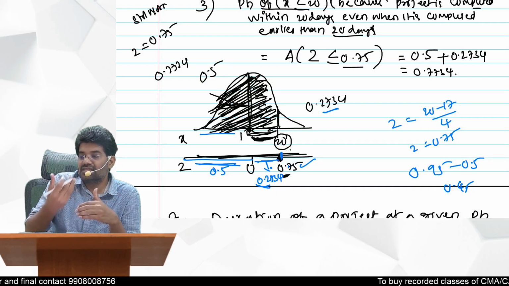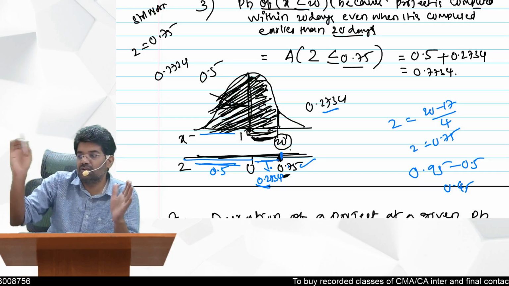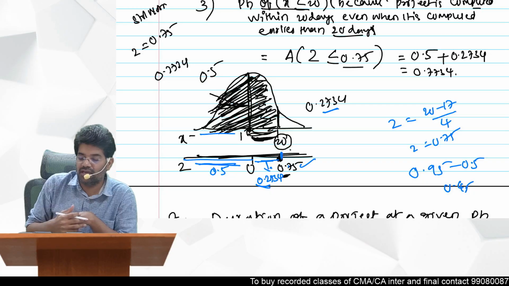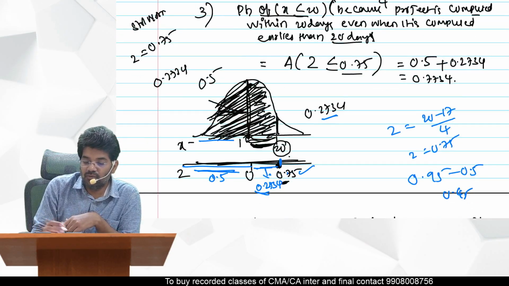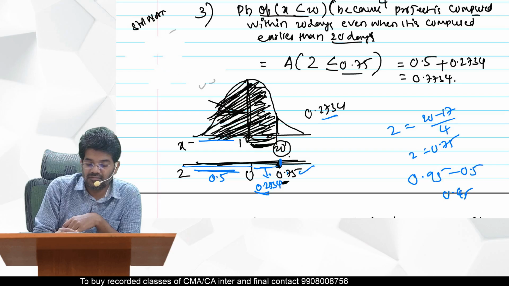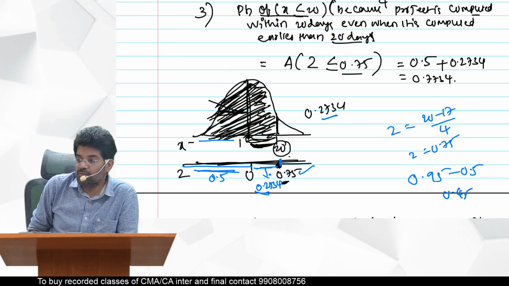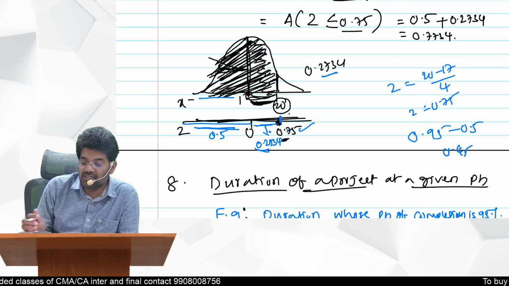In case it is a cumulative standard normal table, then they will give you from minus infinity to the X value only. Directly that value only you can take. So this is the first example. What is the probability of completing the project within 20 days? The probability is 0.7734, nothing but 77.34%.